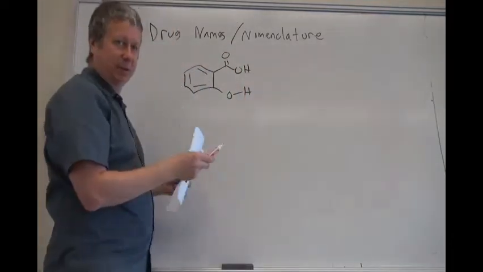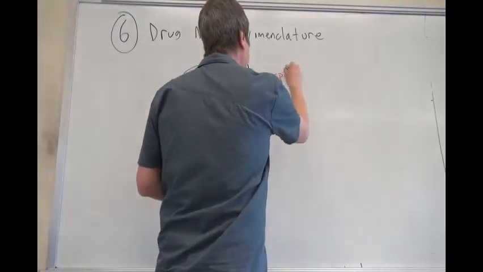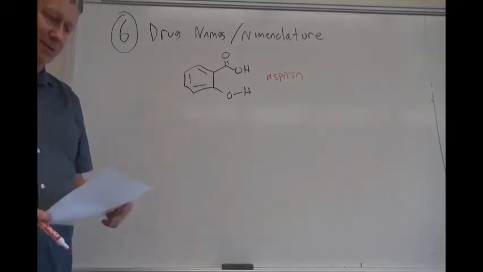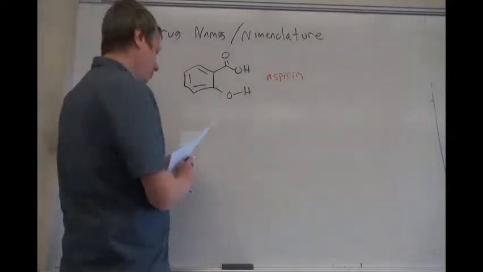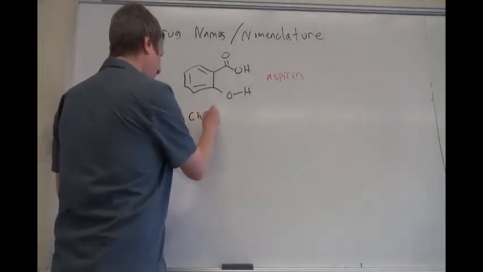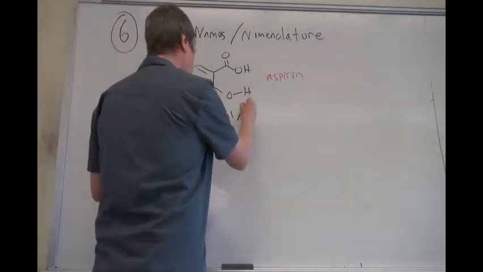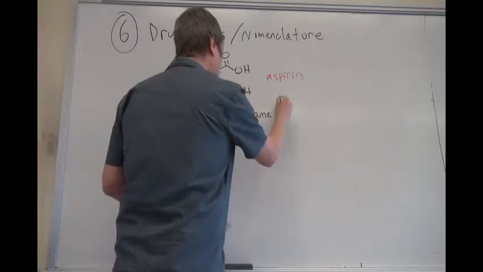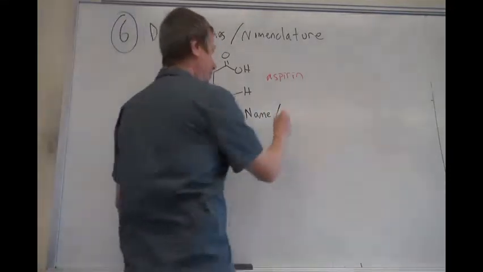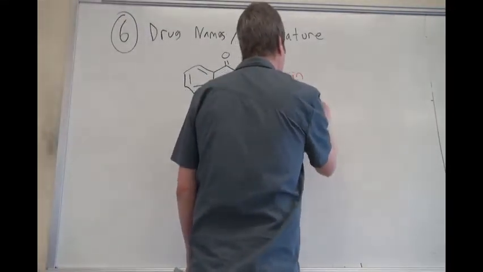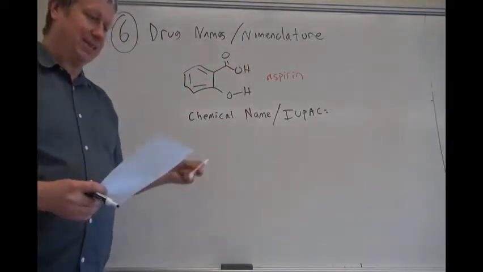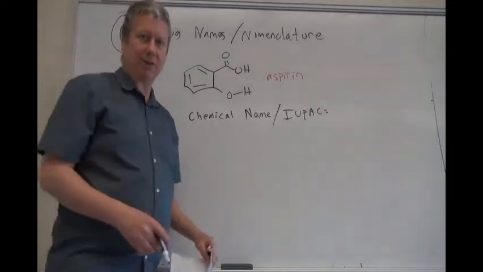This is typically known as aspirin. But there's a bunch of other names for aspirin. So what are the different kinds of names related to drugs? There's one called the chemical name. This is often also called IUPAC. So the IUPAC name of this is not aspirin, it's called 2-acetoxybenzoic acid.